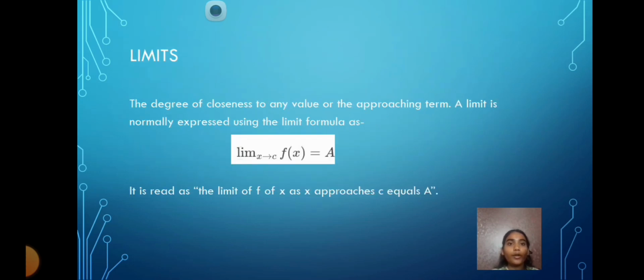Limits. The degree of closeness to any value or the approaching term. A limit is normally expressed using the limit formula as limit x tends to c of f of x equals a. It is read as the limit of f of x as x approaches c equals a.